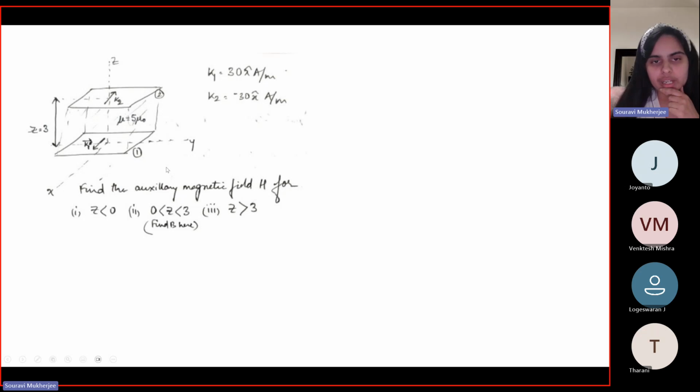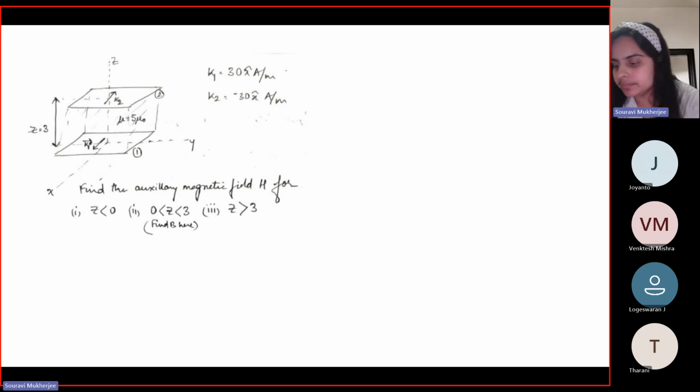You can see why we are asked to find the auxiliary field: it depends on your net applied field. And if you want to find B, that is the net magnetic field, then you also have to make use of your mu, right? Mu is also given in the question. So now if you use it to find the auxiliary magnetic fields, can you tell me what the values would be?